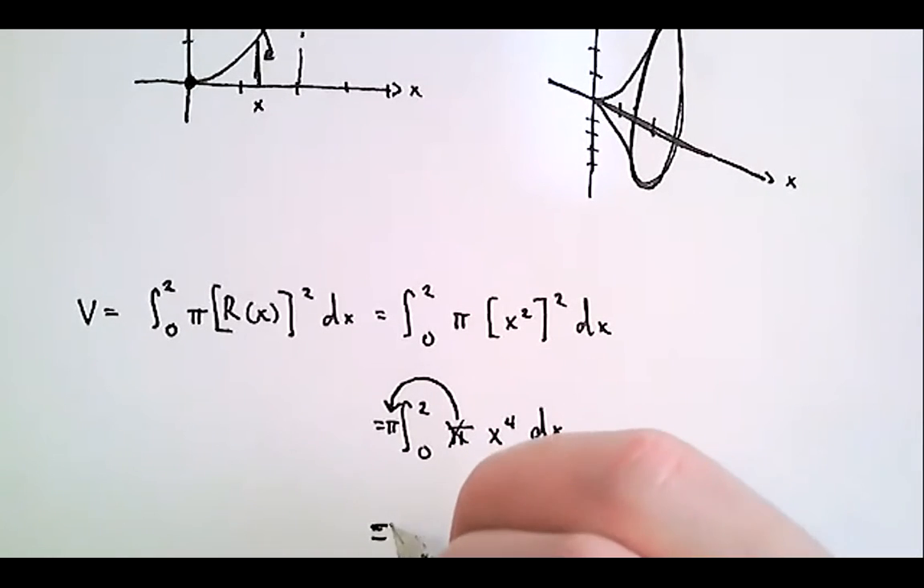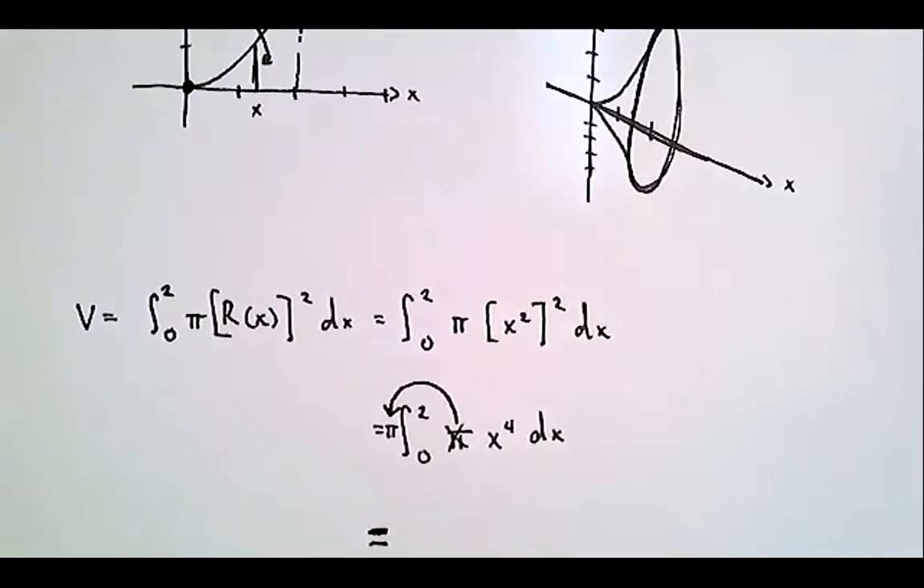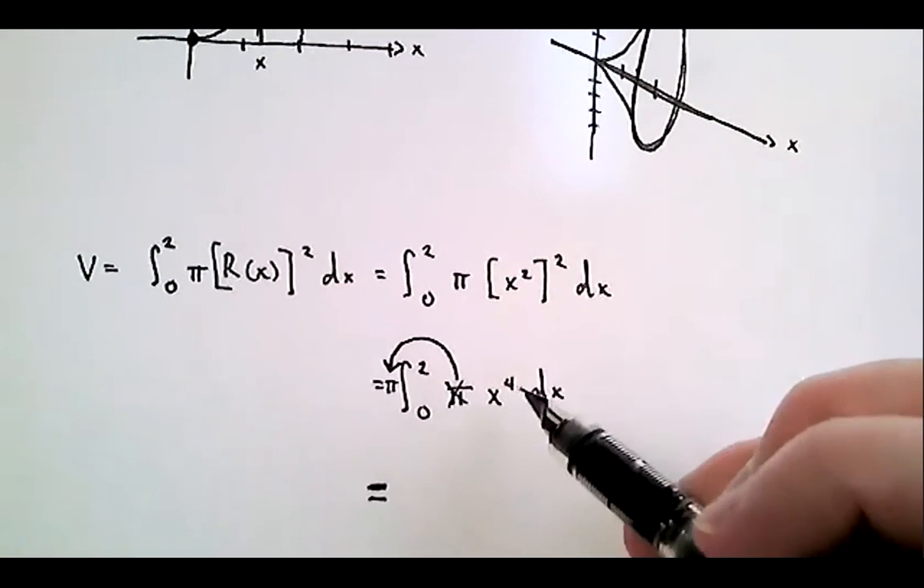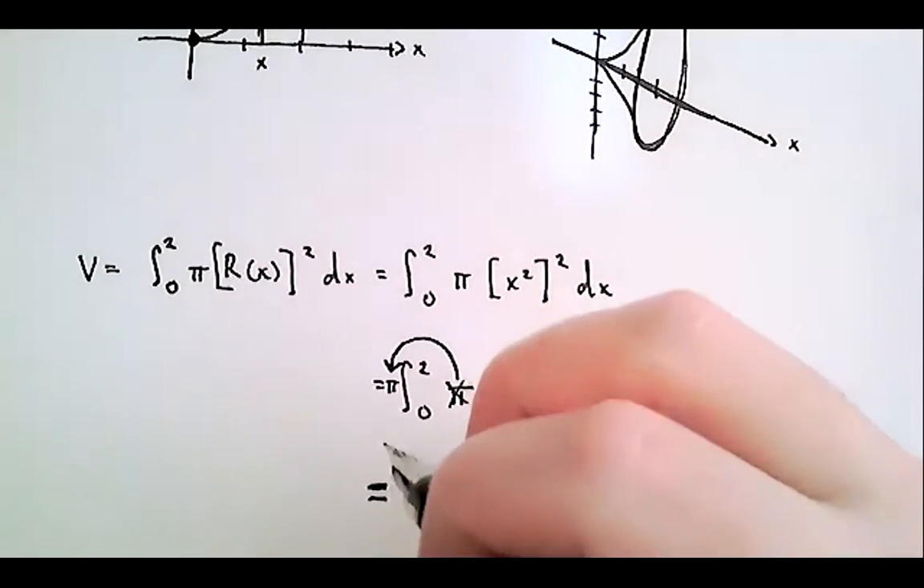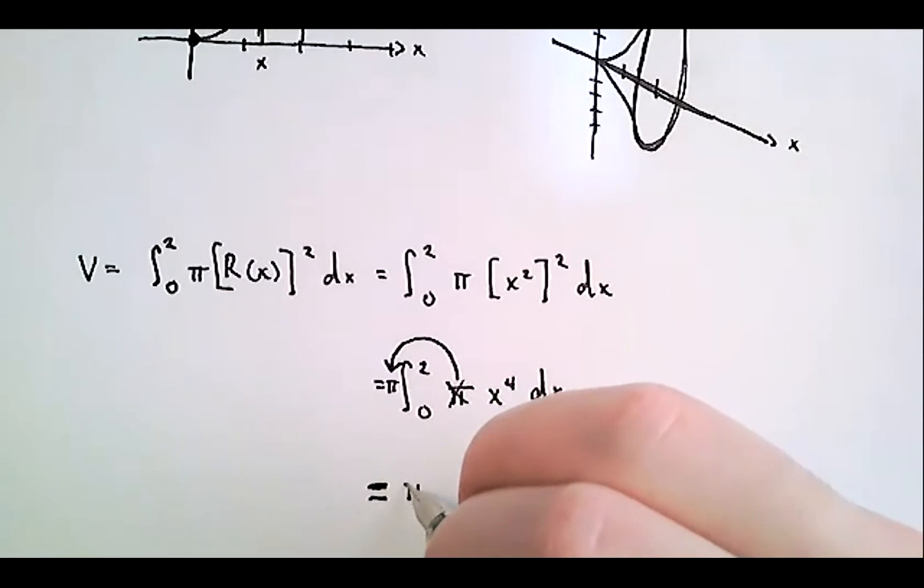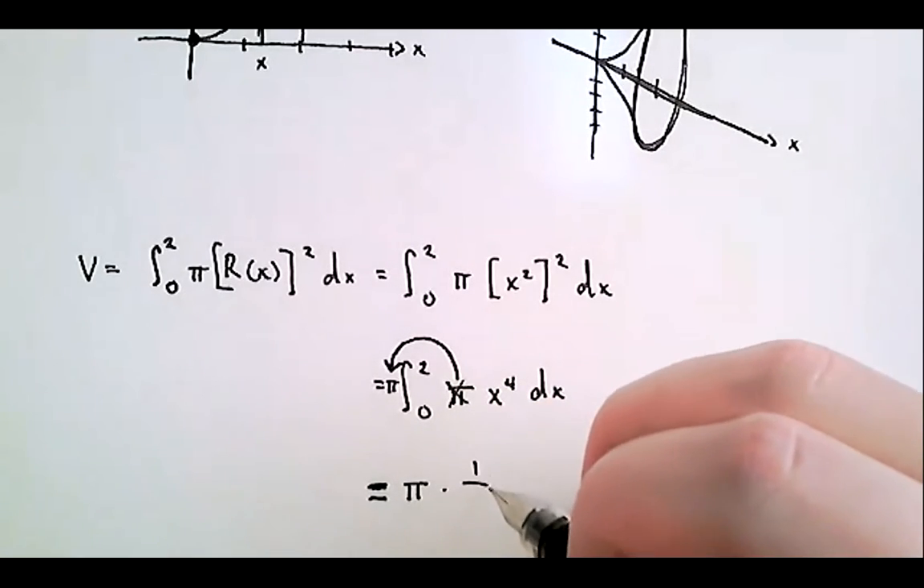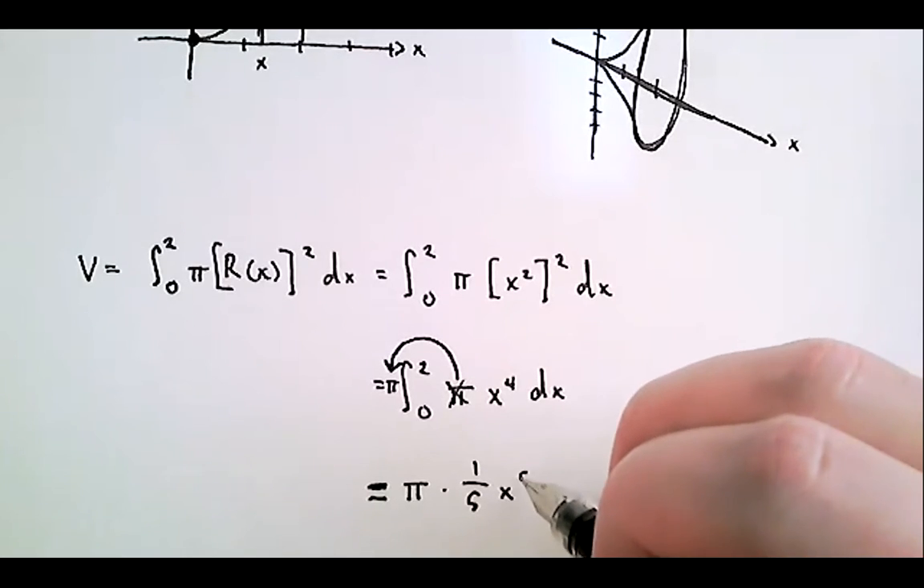Or what is an antiderivative for x to the 4th? 1/5 x to the 5th. Good. So this is a power rule problem. Increase by 1, divide by the new power. So you have pi, and then the 1/5 x to the 5th.